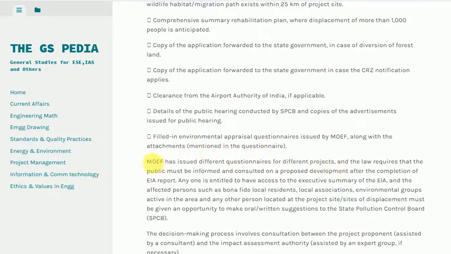Clearance from the Airports Authority of India, if applicable. Details of the public hearing conducted by SPCB and copies of the advertisements issued for public hearing. Filled in environmental appraisal questionnaires issued by MEF, along with the attachments mentioned in the questionnaire.